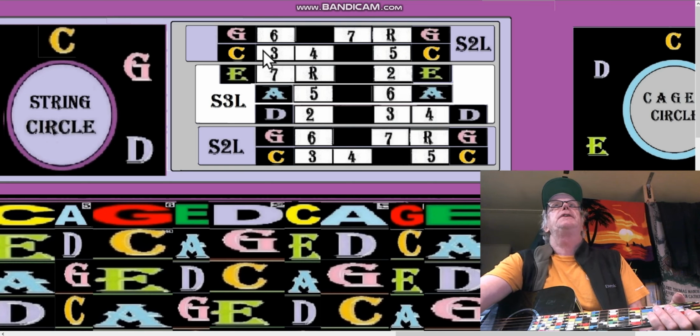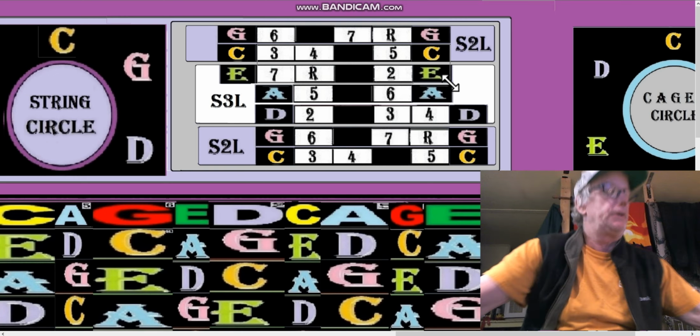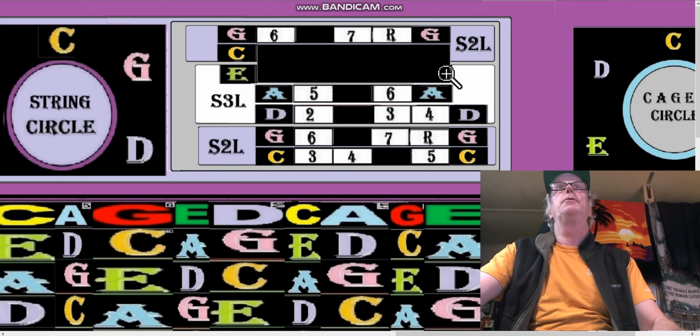So in the key of C, the 7 would be brought over. All right, I'm just gonna grab this right here and bring it over there for you. I'll show you what I'm talking about.